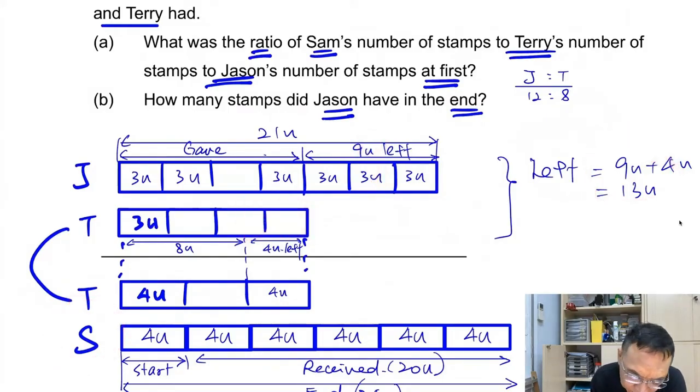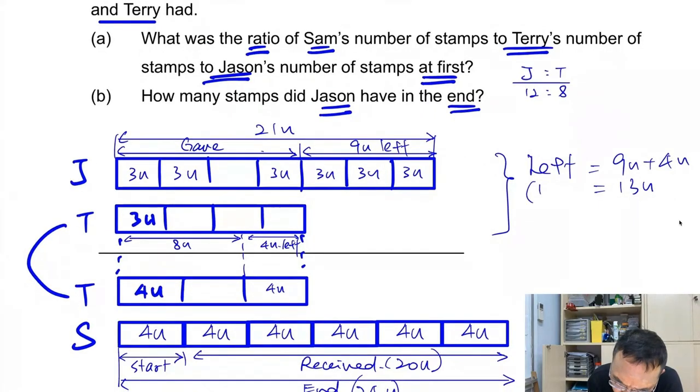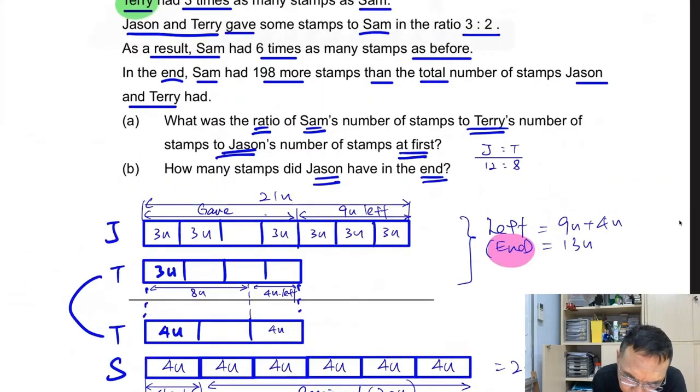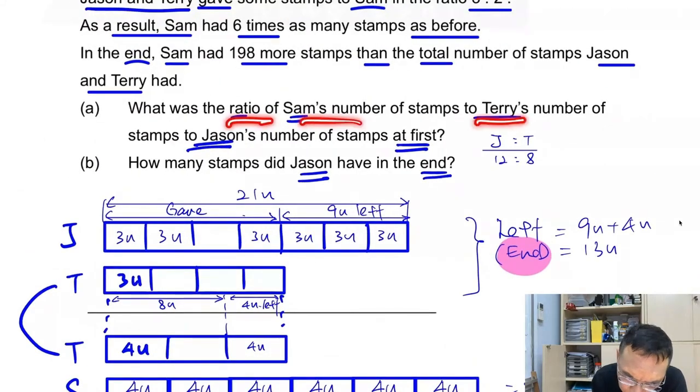Now, the meaning of left is what they have in the end. So this is comparing end to end. Okay, let's answer the first question. What is the ratio of Sam to Terry to Jason? Go.